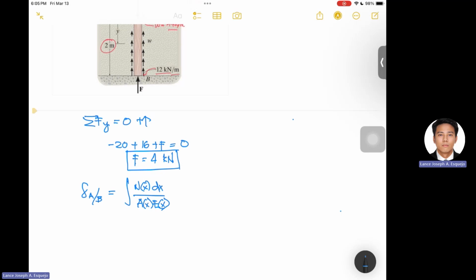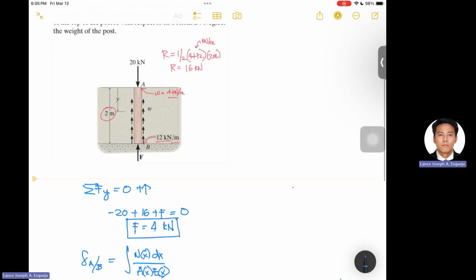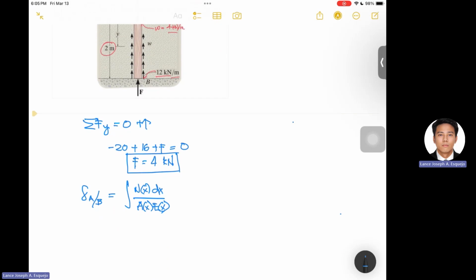However, in this problem, it's already stated that the diameter is 100 millimeters. So it is not tapering or varying. The area is constant. Therefore, A of x is equal to A, which is also equal to the area of the 100 mm diameter post. So we have pi over 4 times 100 squared and then square millimeter.